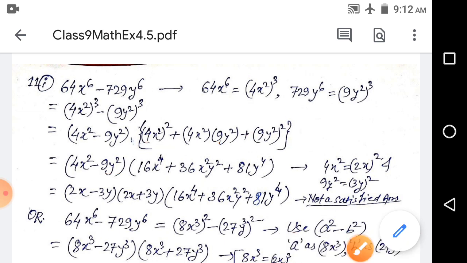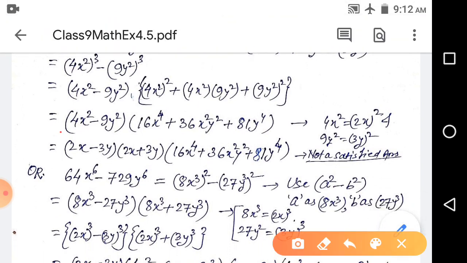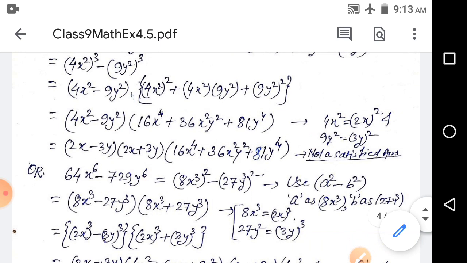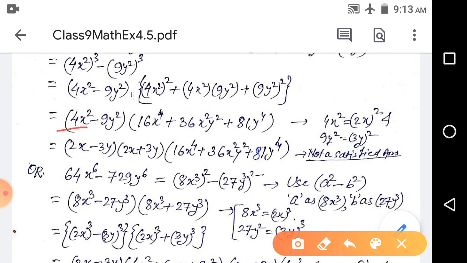Now after that, see this term, 4x square minus 9y square. 4x square can be written as 2x whole square, and 9y square can be written as 3y whole square. So we can use the formula a square minus b square here, because this one is 2x whole square and this one is 3y whole square. So a square minus b square is a plus b and a minus b. Now this term remains as it is. So this is the correct answer.